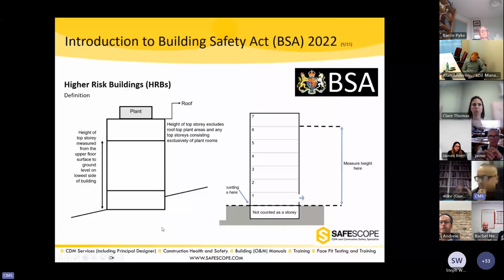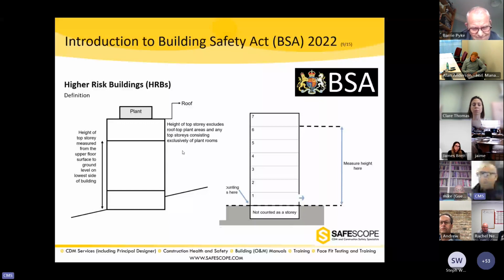The height of a higher risk building is measured from the lowest point at ground level, as the diagram on the screen suggests. And the basement is not to be included in counting the stories. When we count the 7 stories, the basement is not counted.